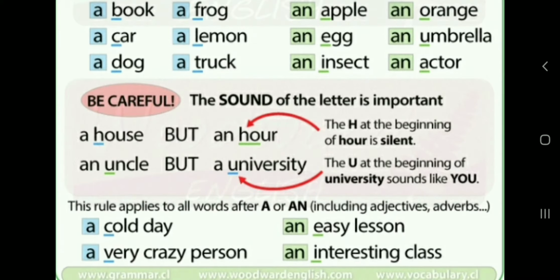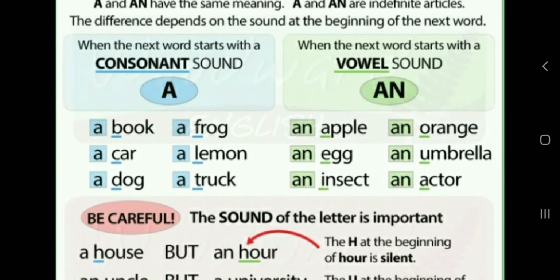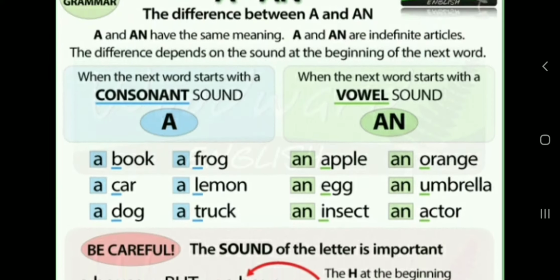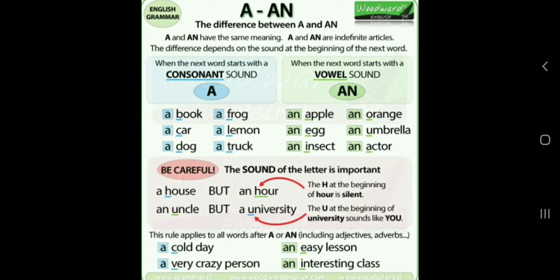Here it is given, uncle. U is a vowel sound, right? So here we should use an. But in university, YOU is considered the first sound, so here we use a only. You have to remember that whenever a silent H comes first, it is considered a vowel sound, and here we write an. So now you understood where to use a and where to use an.